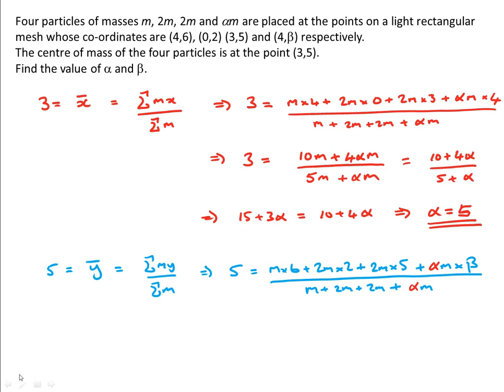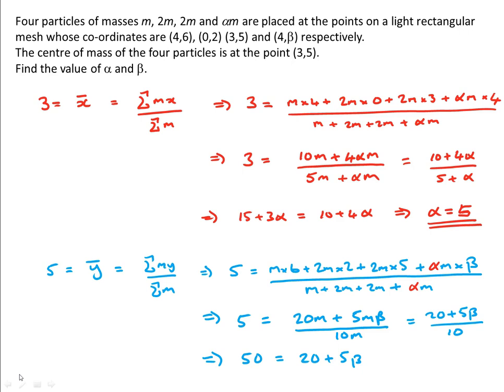But we know that alpha is 5, so we've got 5 is equal to 20m plus 5m beta divided by 10m. Again, the m's cancel throughout the fraction, so we've got 5 is equal to 20 plus 5 beta divided by 10. In other words, 50 is 20 plus 5 beta, so beta must be 6.